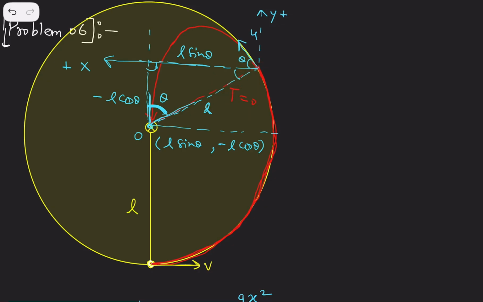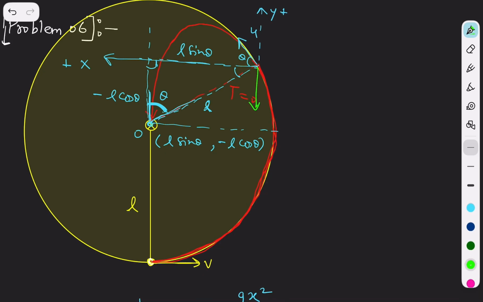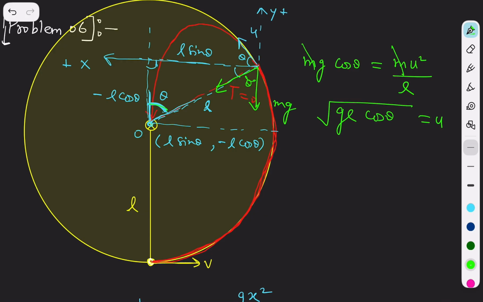Let me choose some color so that I can show that. Here, mg is acting in this direction. If this is theta, this will also be theta. This will be our centripetal force right now because tension has become 0. So mg cos theta will be equal to m u square by l. I hope you are getting my point. So u square will be g l cos theta, and we can replace u square with g l cos theta.